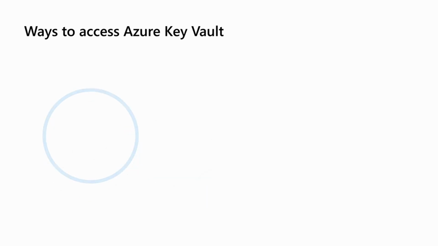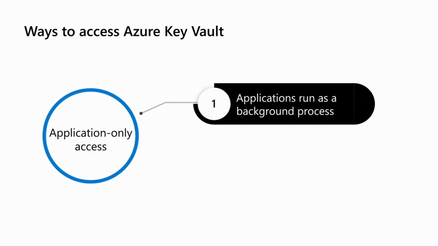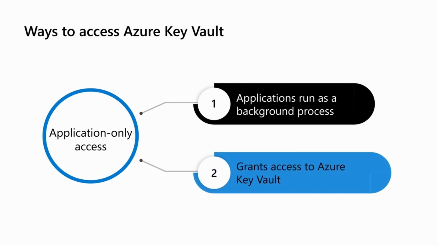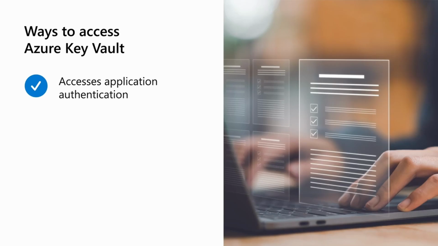The second is application-only access. Here, the applications run as a daemon service or a background process, and the application identity grants access to the Azure Key Vault. It is important to note that the application authenticates with Azure AD in both types of access.